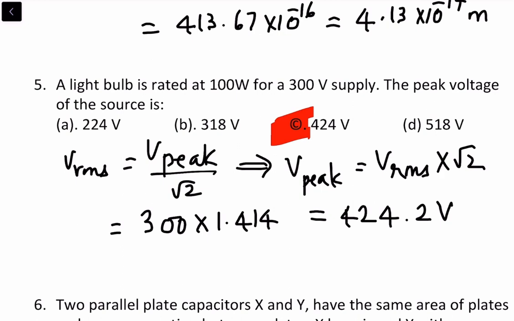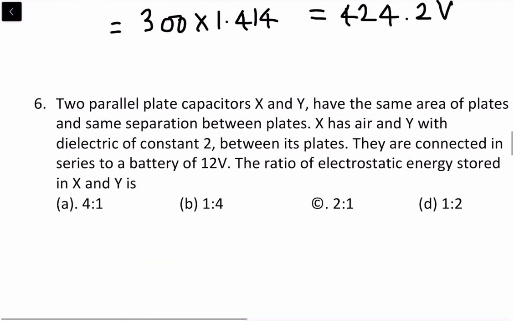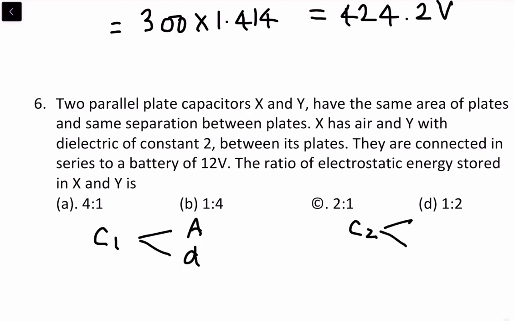It's a simple problem. Then go to the sixth problem now. In the sixth problem, you can see two parallel plate capacitors X and Y have the same area of plates and the same separation between the plates. That means two capacitors are there, C1 and C2. Both of them have the same area and the distance between the plates is also the same.